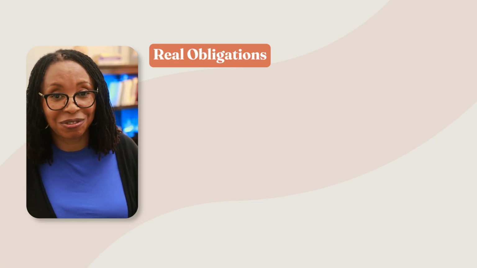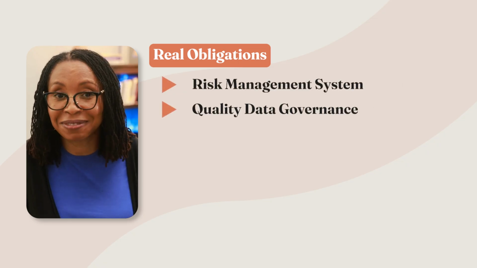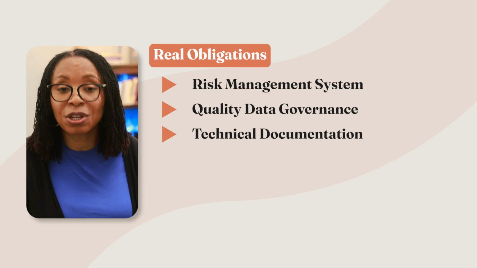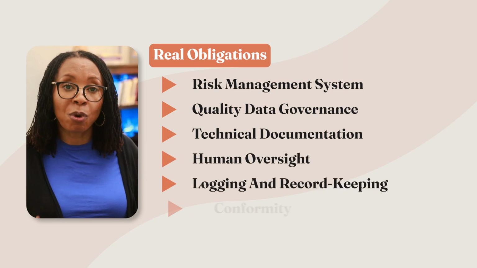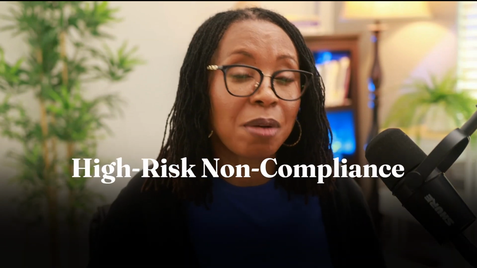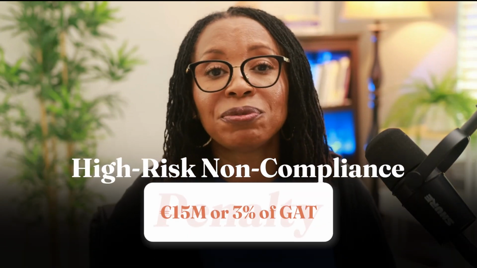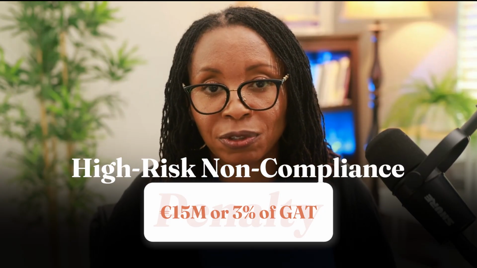So let's say you run the tree and you land on high risk. What does that actually mean? It means real obligations start to kick in. For example, you need to have a risk management system in place. You need to have quality data governance in place, technical documentation, human oversight, logging and record keeping, as well as a conformity assessment before you go to market with that system. And the cost of ignoring it is not small. For high-risk non-compliance, the penalties run up to £15 million or 3% of global annual turnover, whichever is higher.